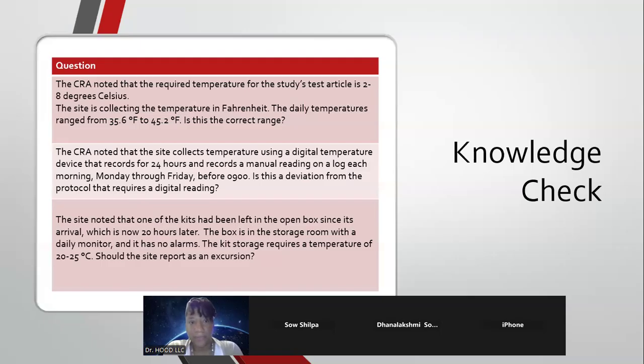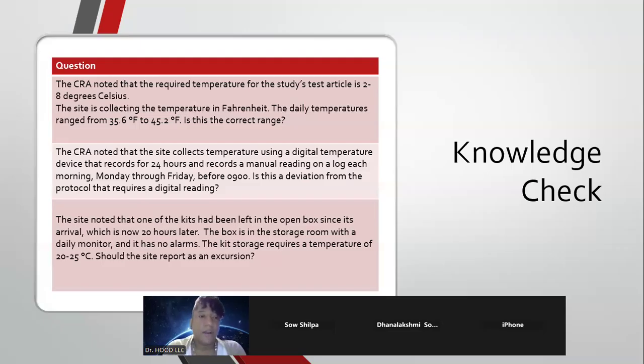Yeah, true. Correct. Okay. So that means that this is in range. Now, them logging it in Fahrenheit is not necessarily a protocol deviation because it can be converted. It's going to be time consuming. And as the CRA, you might want to encourage them to go ahead and document the correct unit, but it is within range.